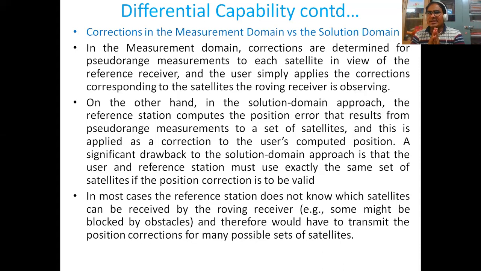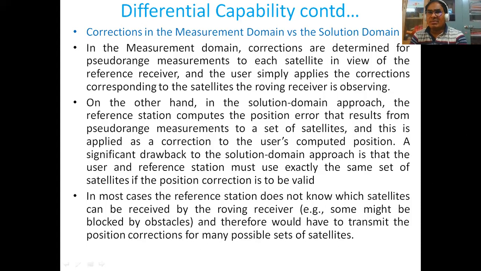In the solution domain, the reference station computes the position error that results from the pseudo-range measurements to a set of satellites, and this is applied as a correction to the user's computed position. So a significant drawback to the solution domain approach is that the user and reference station must use exactly the same set of satellites if the position correction is to be valid.